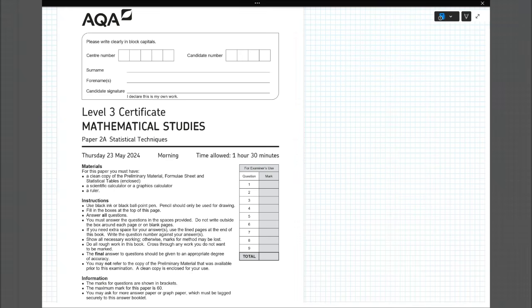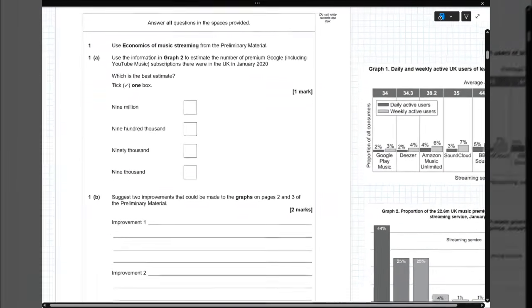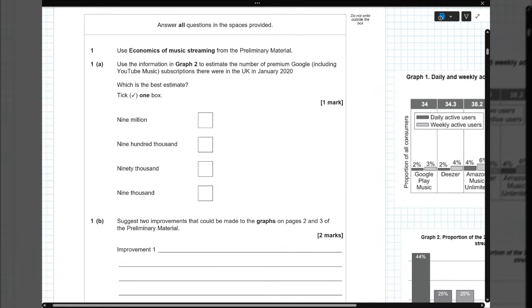Hello, here we go. So we are into paper two on the 2024 core maths exam. Now, questions 1, 2, and 3 appear on all three papers. So although this says 2A, this is also for 2B and it's also for 2C. Okay, question 1. Quite a lot in question 1. Quite chunky, so this video might be a long one.